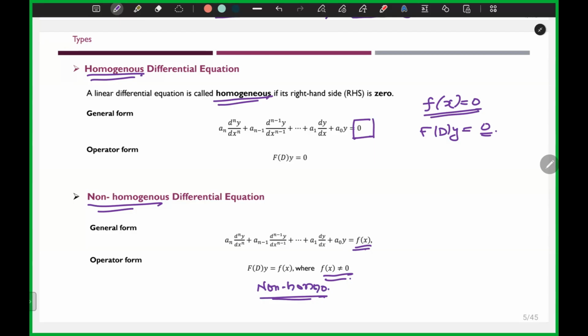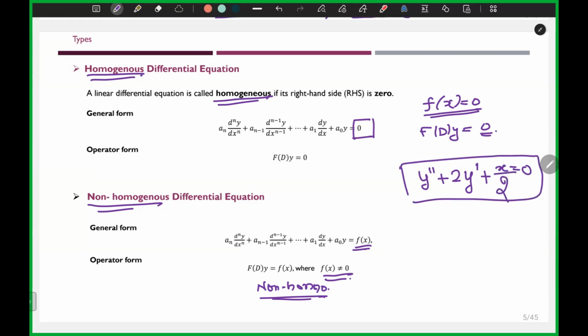Like this type: y double dash plus 2y dash plus y equals x over 2. So can any student tell which type it is? Is it a homogeneous differential equation or a non-homogeneous differential equation?